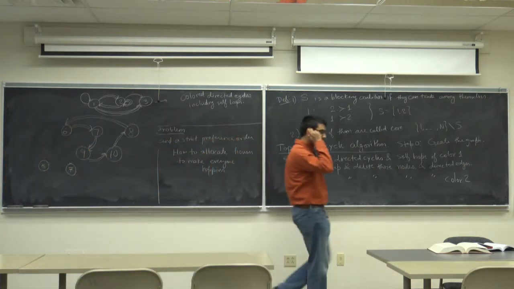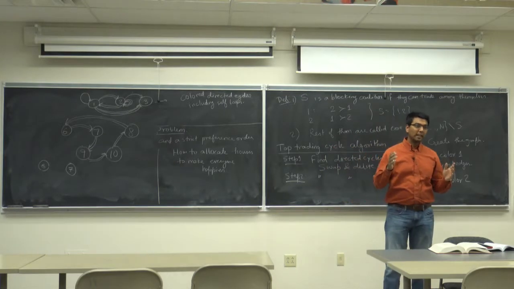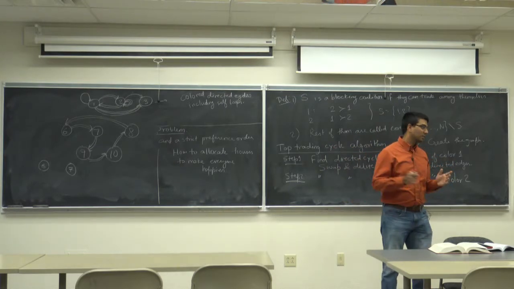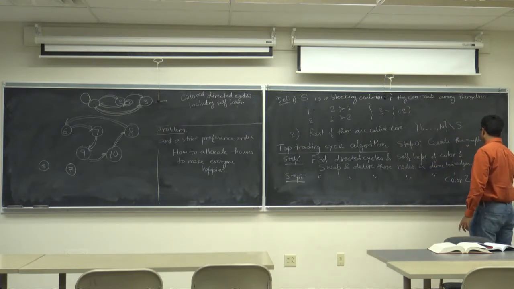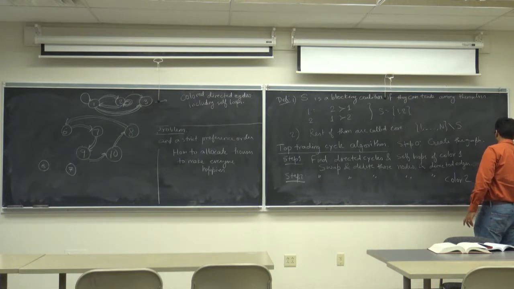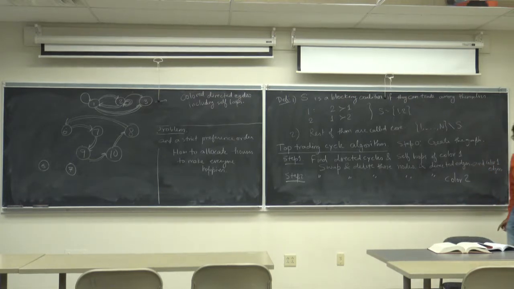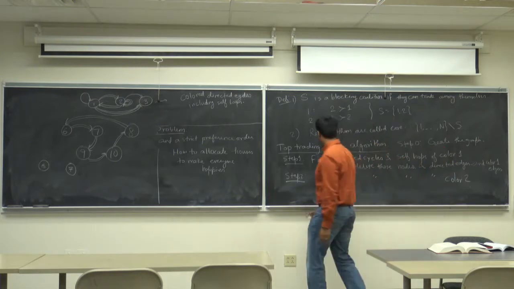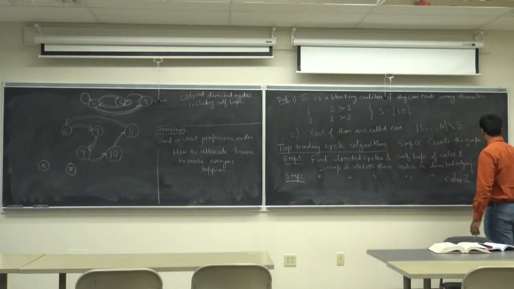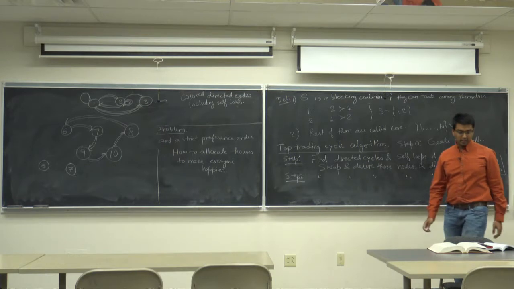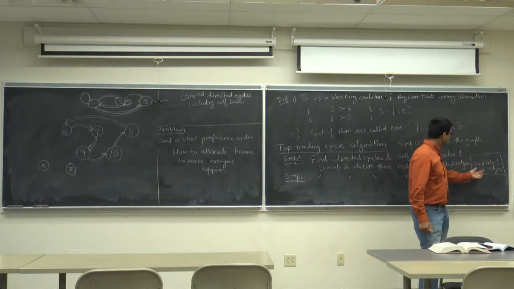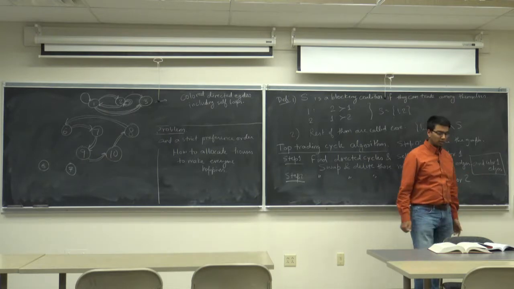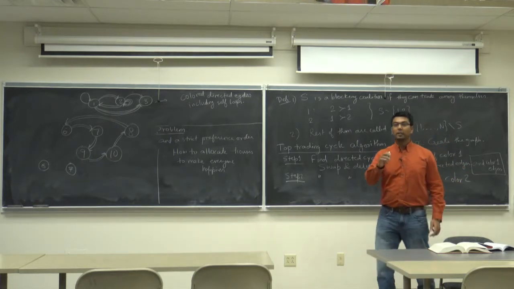Well, the book says that you have to delete all the color 1 edges. Okay, so when you say delete those nodes and directed edges and color 1 edges, I'm not very comfortable with that. Even though the book writes it, and they prove a few theorems about it, I don't quite know whether this is correct or wrong.